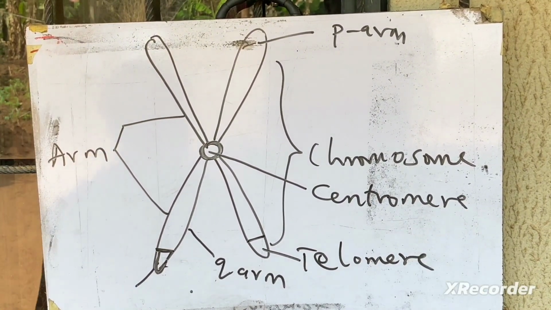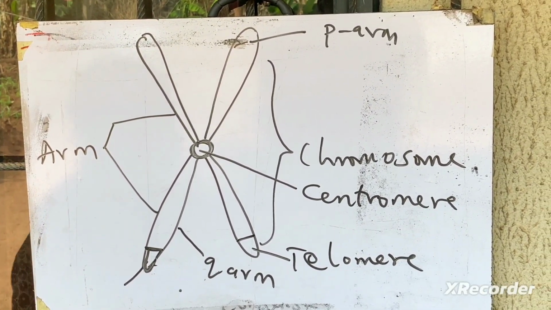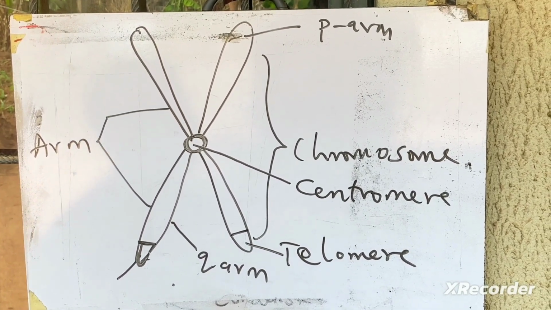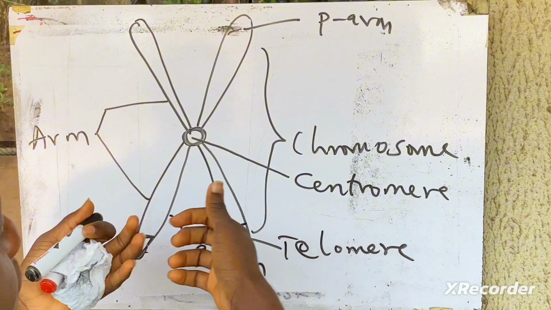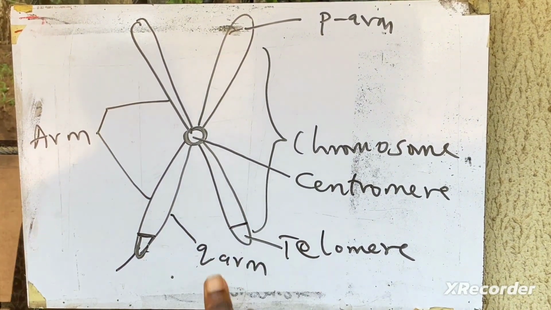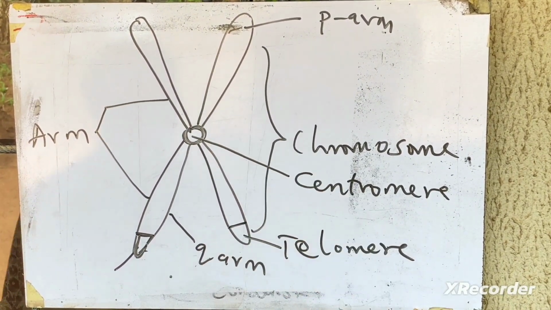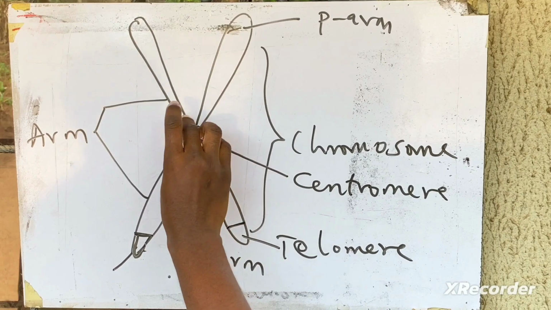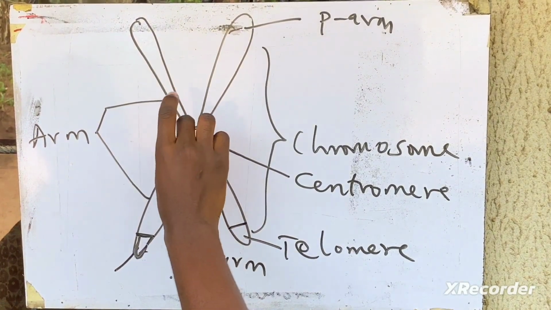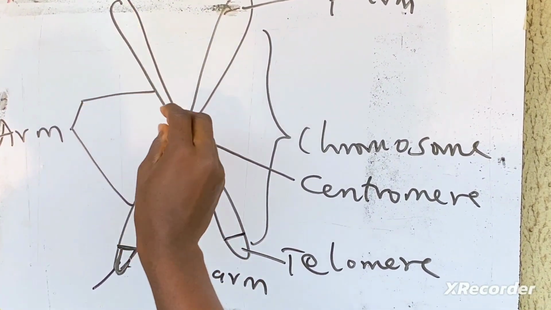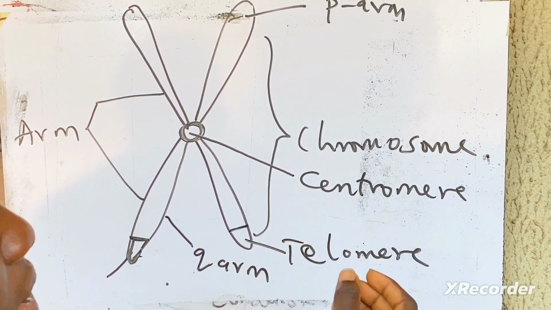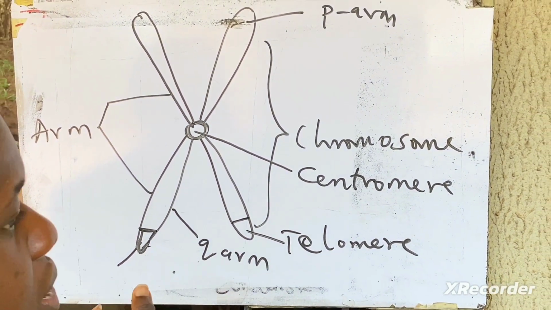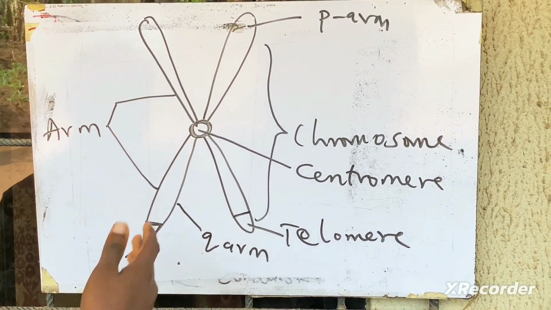We have this structure called the centromere. What is the function of the centromere? We can say that the centromere is involved in spindle attachment during cell division. The attachment of the spindle is what actually happens at this centromere. The centromere helps in binding to the spindles so that they can separate the two sister chromatids.